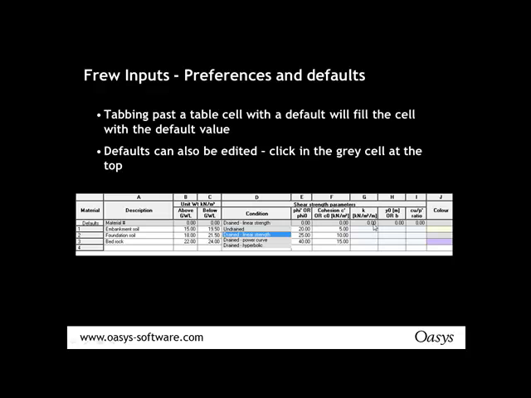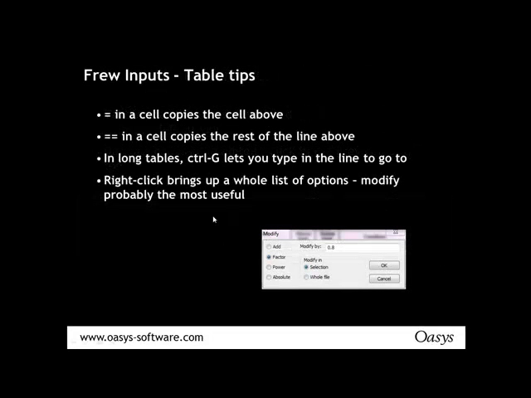Just to note, before I go into the demonstration, I just wanted to mention one or two things about the preferences and defaults. I did mention in the last demonstration that these grey boxes here are the defaults. And if you tab past it, you can fill the cell without having to write too much in. So that can be quite quick. Also, another table tip is if you want to copy from the cell above, you type in equals. If you want to copy the whole line, then you type in equal. So I will demonstrate this when we actually go in to Frew.